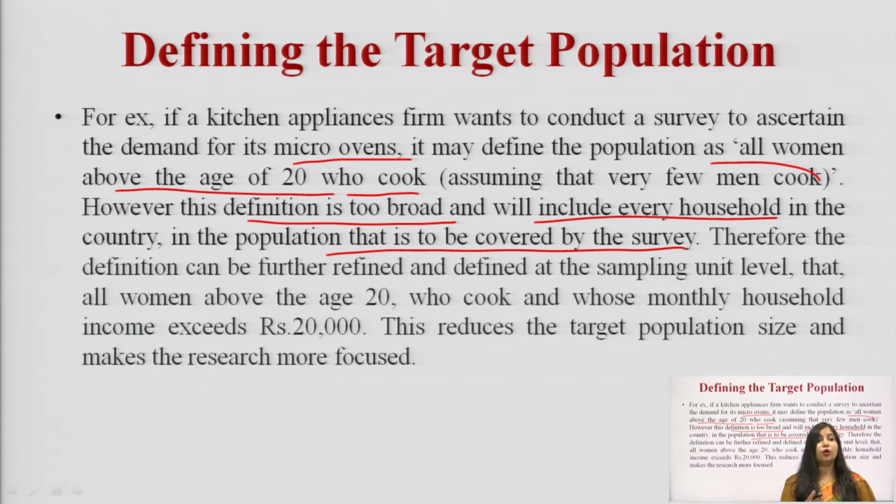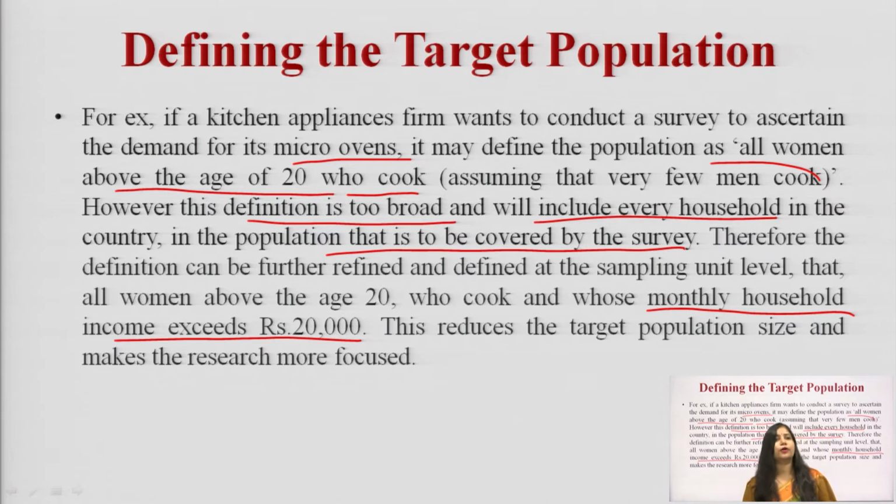Suppose your microwave oven costs 20,000 rupees, then they target people whose monthly household income should be more than 20,000 rupees, because if the household income is just 5,000, then they will not be your ideal customers, because they are not able to afford this product. So if a product is 20,000, then the household income should be a minimum of 20,000 rupees monthly. This reduces the target population size and makes the research more focused.